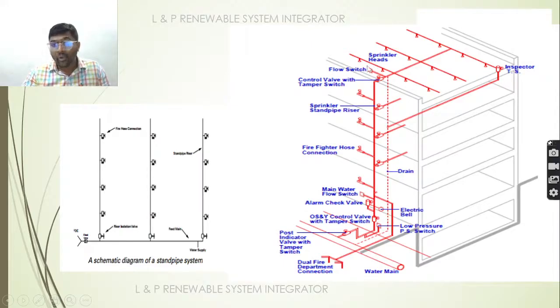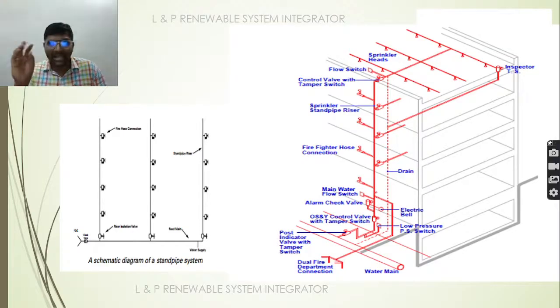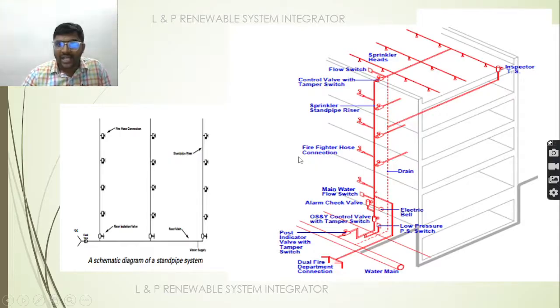We also have flow switches at different places in order to measure whether water flow is there or not. With the help of the flow switch, we can sort out whether the flow is there in that particular pipeline or not. And we also have a control valve with tamper switches. This is a sprinkler standpipe riser. We also have the firefighter hose connections here. This is a drain pipeline, separately.